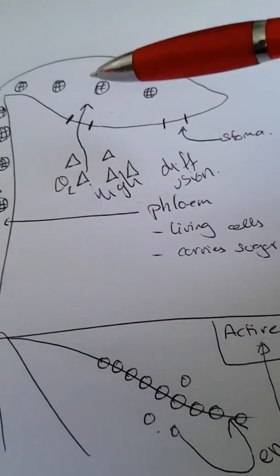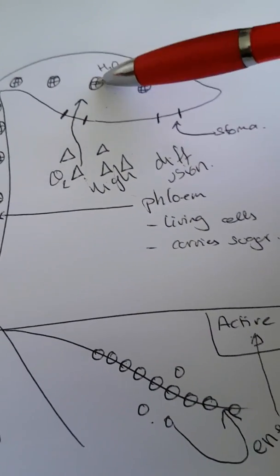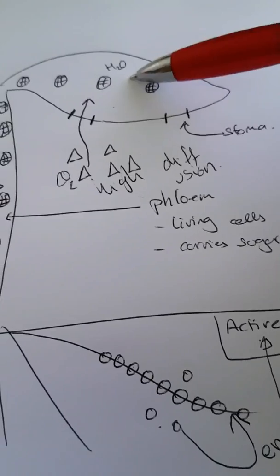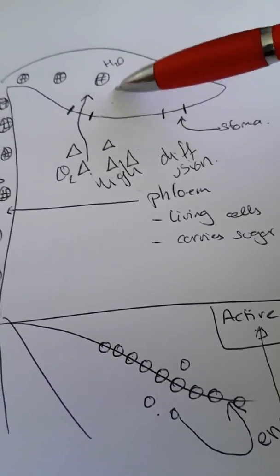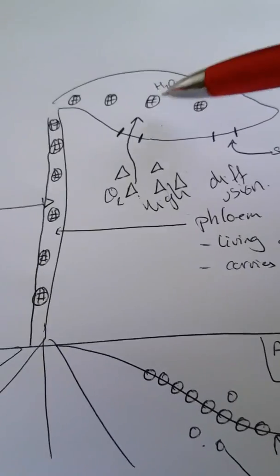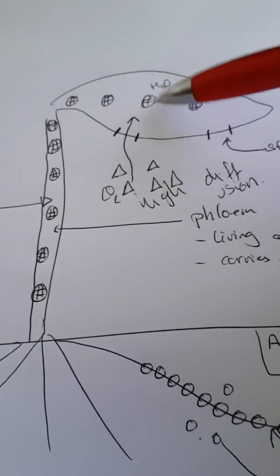Right, so once you've got the carbon dioxide in the leaf and the water in the leaf, you're going to have photosynthesis happening within the chloroplast. Alright, now I'm going to explain the final bit, which is transpiration.